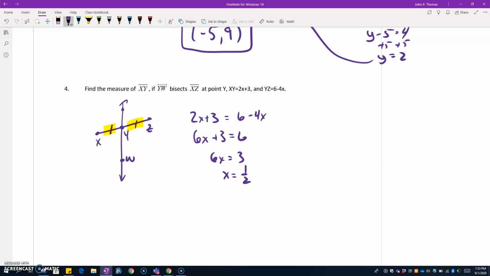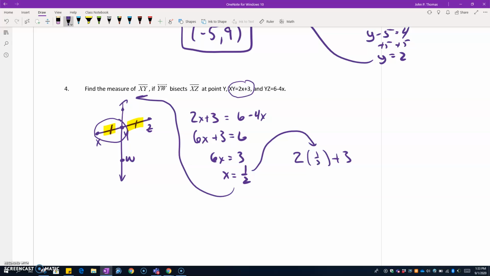Now, you always want to check and see what they're asking for here. So it said find the measure of XY. All right, so XY is half of that segment. It's this piece. It's also equivalent to 2x plus 3. So I'm going to take 2 times something plus 3. We just found out our something was 1/2, so I'll drop that in. 2 times 1/2 is 1. 1 plus 3 takes us to 4. So we're looking at a value of 4, and that gives us the length of XY.